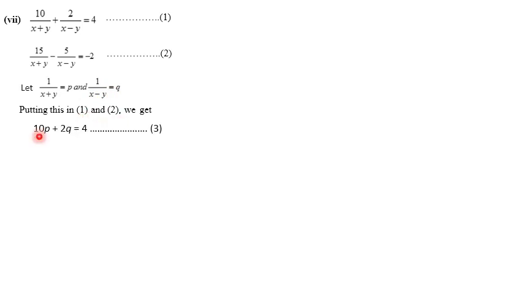We will get 10p plus 2q. Here you see 1 by x plus y will go for p, 1 by x minus y will go for q. That is 10p plus 2q is equal to 4, equation number 3. Next we will go for 15p, that is 15 into 1 by x plus y, 15p minus 5q is equal to minus 2. Label it as equation number 4.